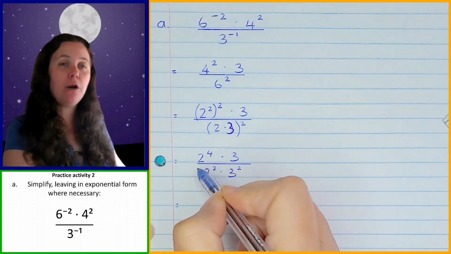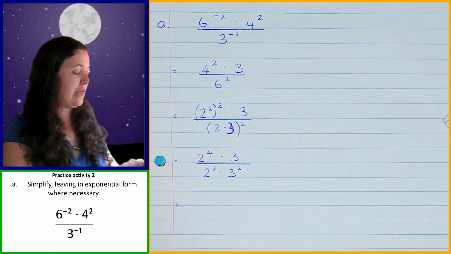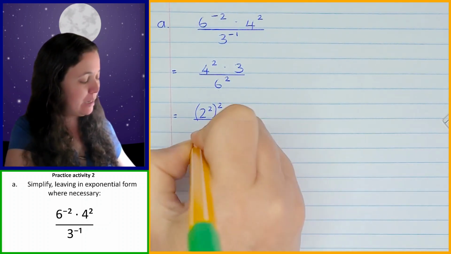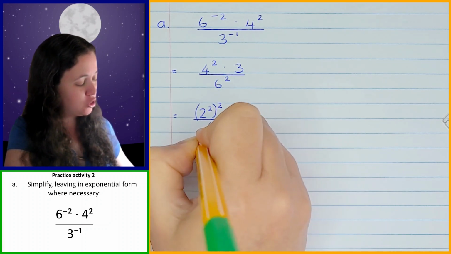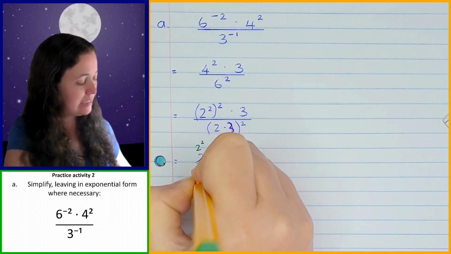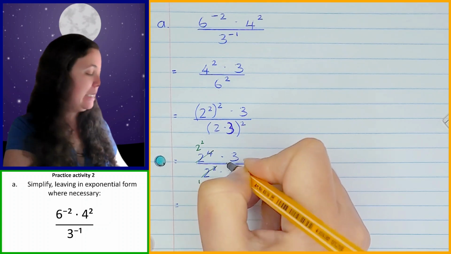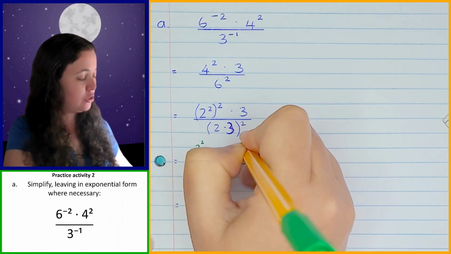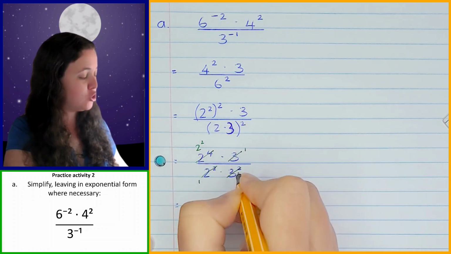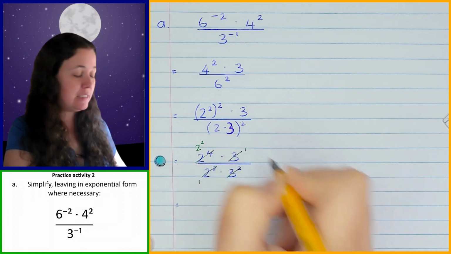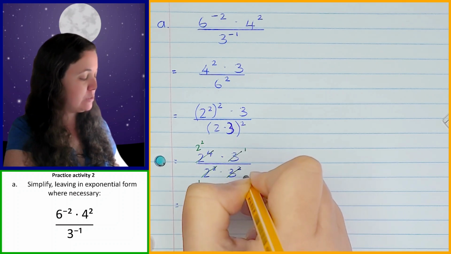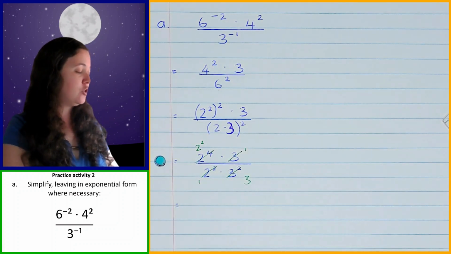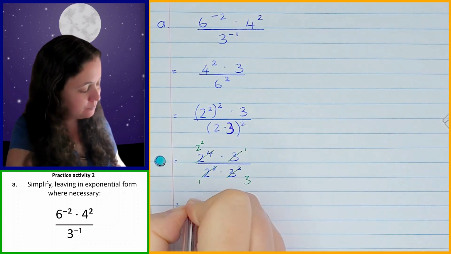So the 2 to the power of 4 over 2 squared, I can simplify that by saying the higher exponent is at the top. So I'm going to have 2 to the power of 4 minus 2, which is 2 at the top, and this is going to cancel out completely. Then the 3 and the 3 squared, the higher exponent is at the bottom, so this is going to cancel out completely, and this is going to be 3 to the power of 2 minus the 1 that you couldn't see. So 2 minus 1 is 1, so it's going to be 3 to the power of 1, or just 3. So I'm going to end up with 2 squared over 3.